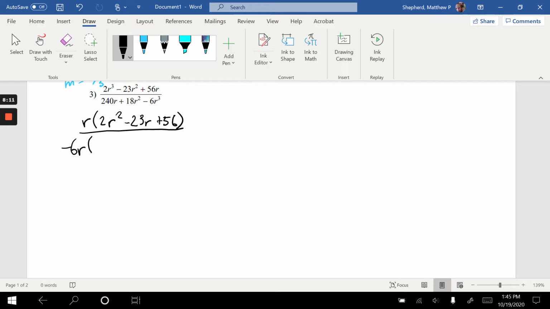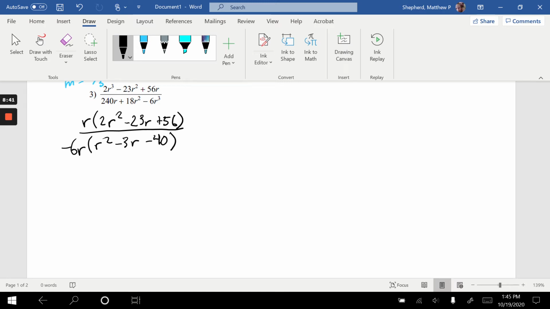Okay, and now let's begin rearranging that. So the negative 6r cubed, after we take out negative 6r, just becomes r squared. 18r squared, taking out the negative 6r, becomes a negative 3r. And then 240r, taking out a negative 6r, becomes negative 40.